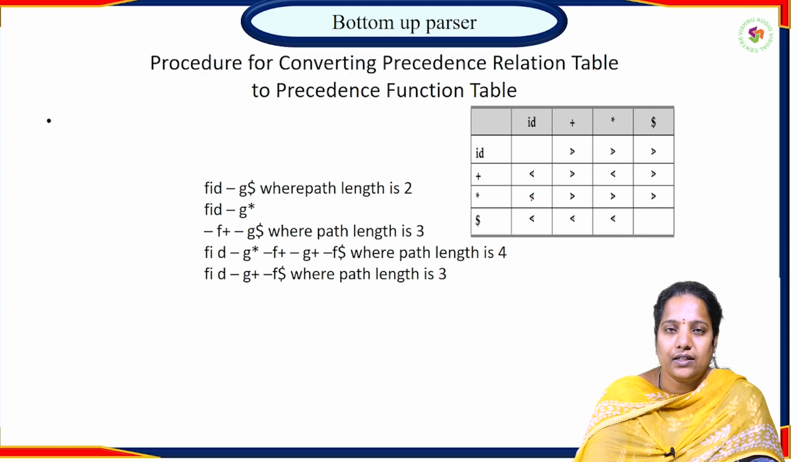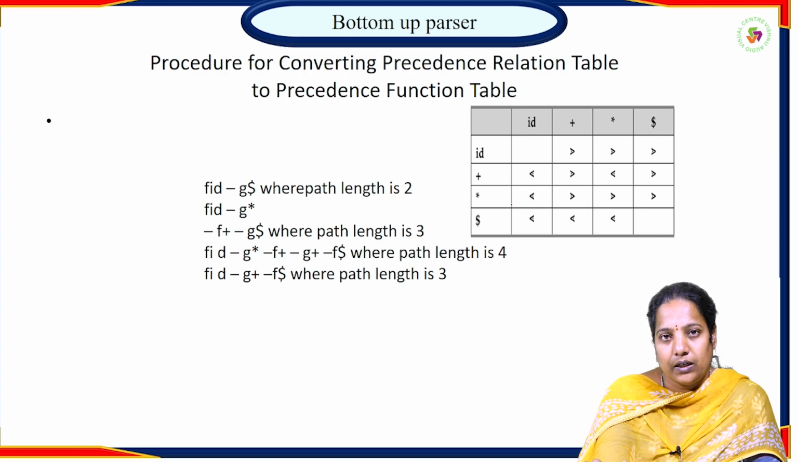Next, star on ID. Star is having lesser. Star on plus, star is having greater. Star on star, star is having greater. Star on dollar, star is having greater. Next, dollar is having lower precedence compared to any other operator. Dollar on dollar, we are not able to define the precedence.